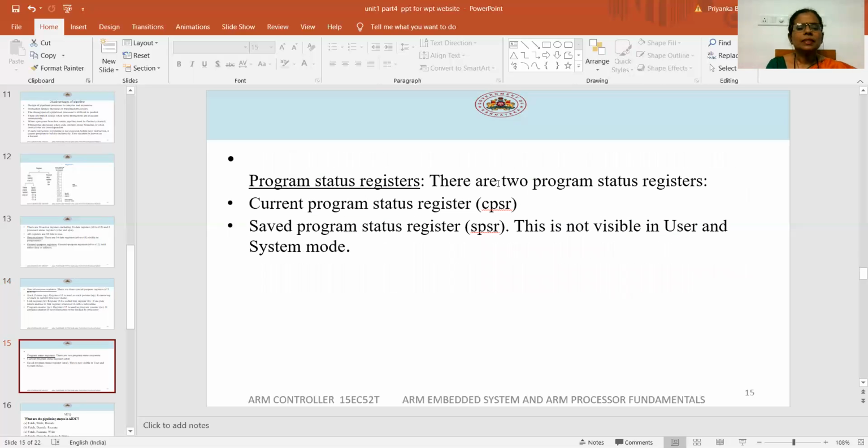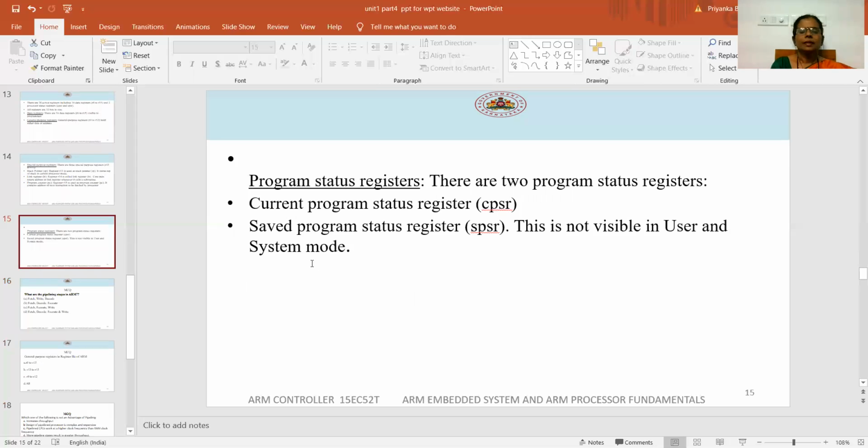The program status registers: there are two program status registers, the current program status register and the saved program status register. So what is the function of the CPSR and what is its bit structure, that we'll see in the next session. The saved program status register is not visible in user and system mode.